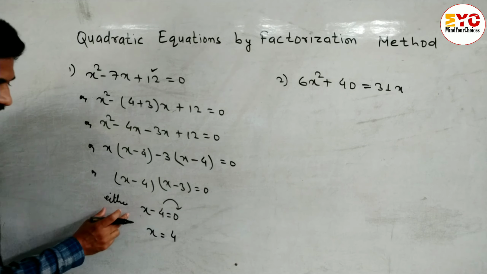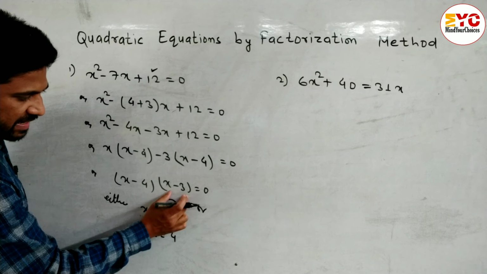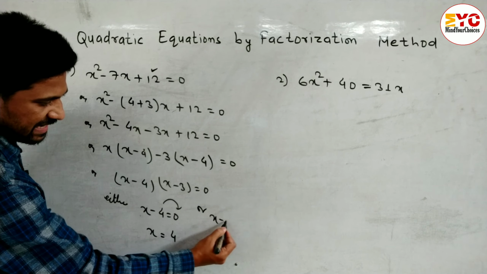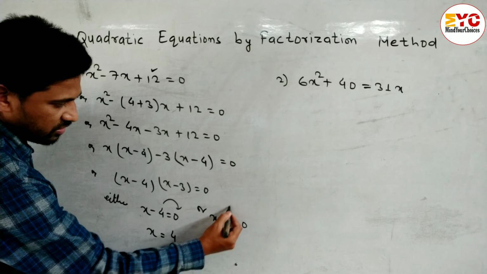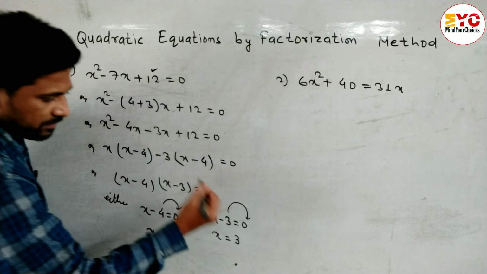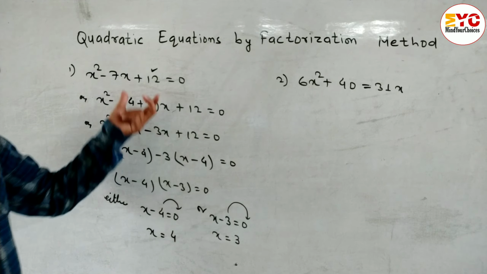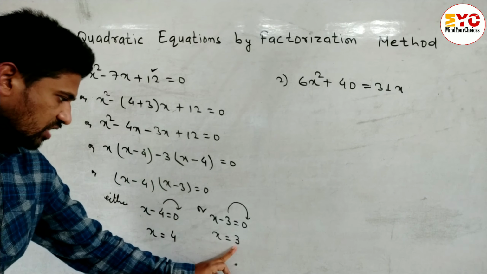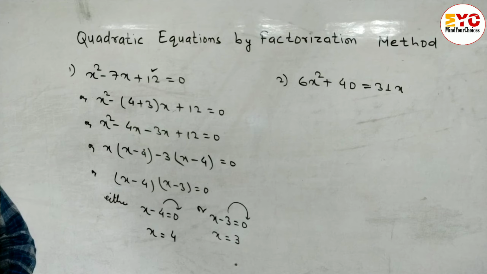Now look at this one, or x minus 3 is equal to 0, so we can write x minus 3 is equal to 0. When you take 3 to the right side, we have to change the sign. Here is minus 3, so we write plus 3. So the answer of this quadratic equation is 3 and 4. Hope you understand this question.